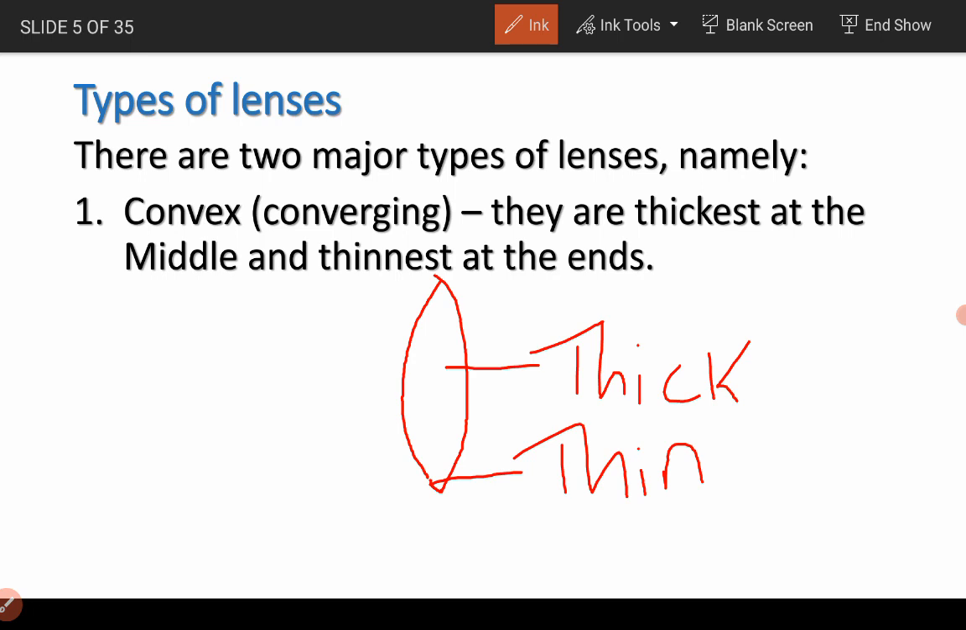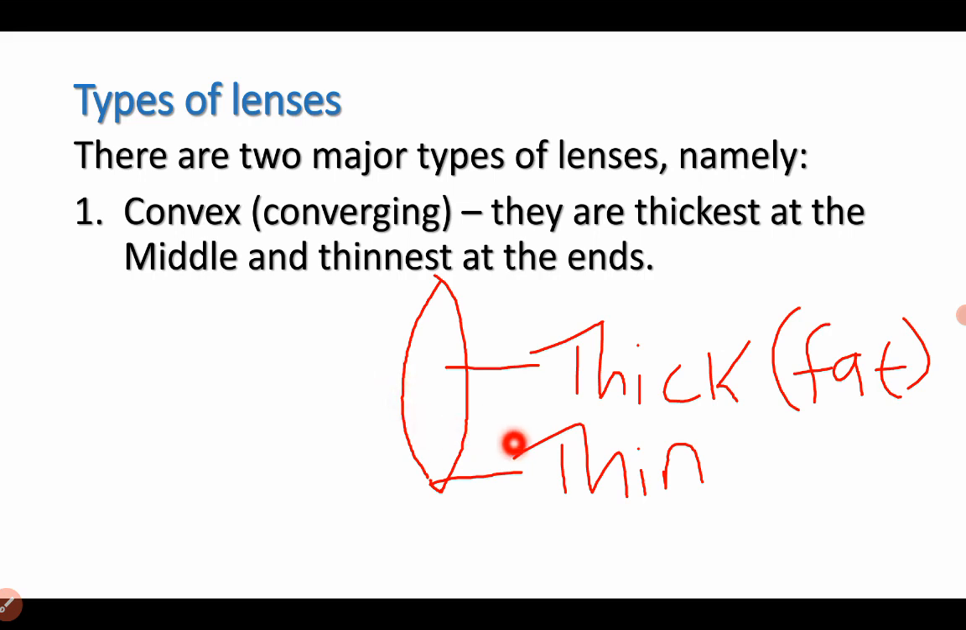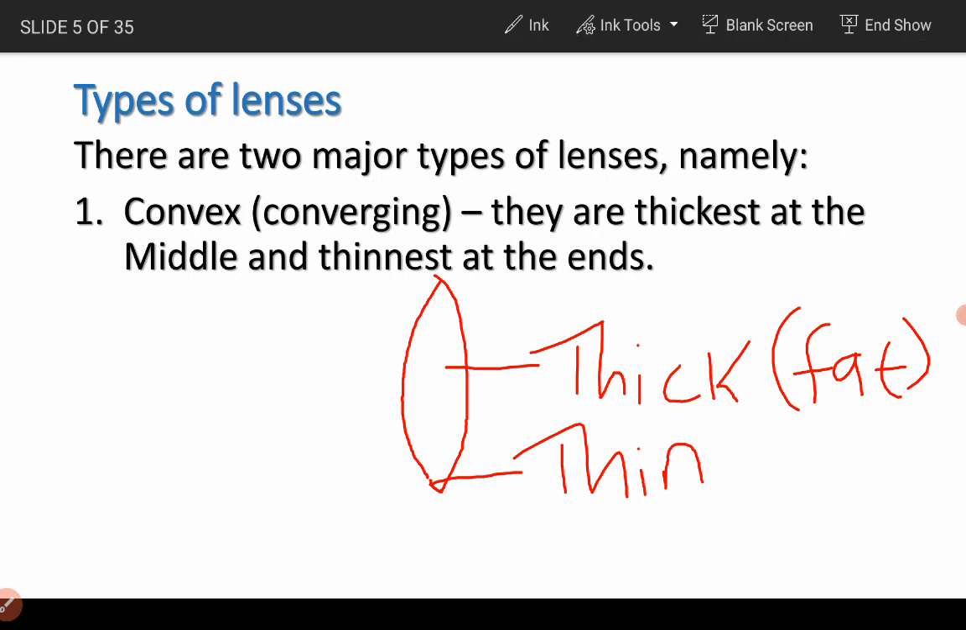So a convex lens is fat in the center, in the middle there. It's fat or thick. Thick means fat, you know. And on the edges, it's thin here and there, but come in the middle, it is thick.